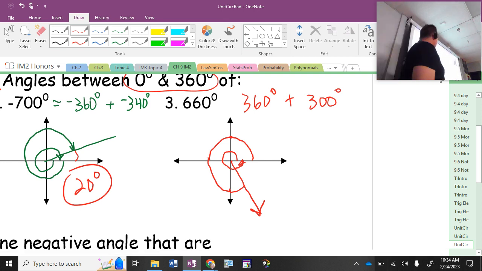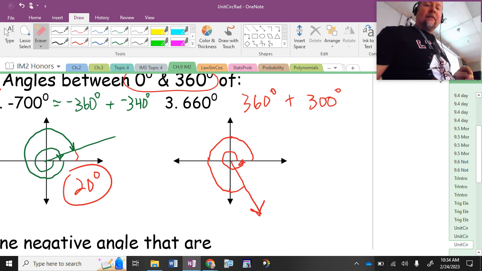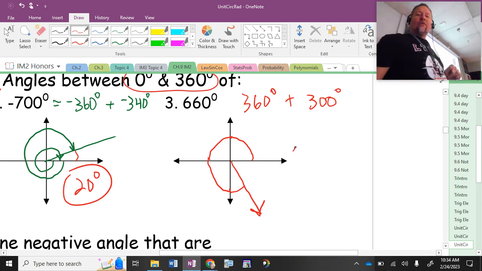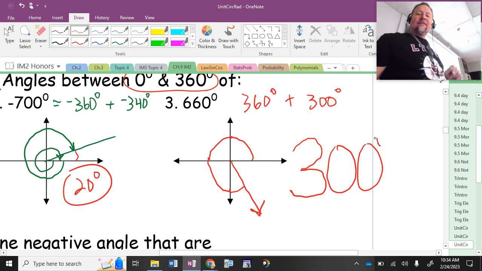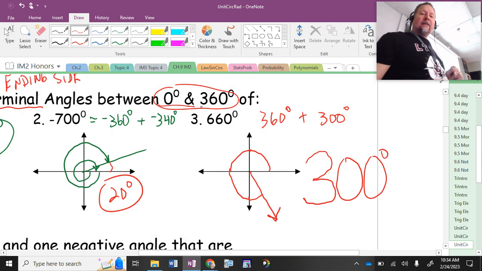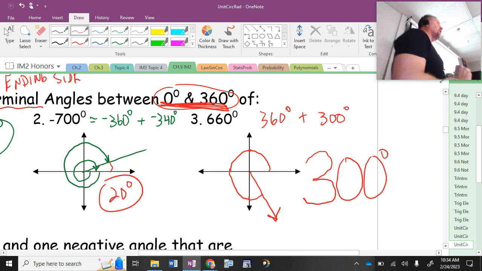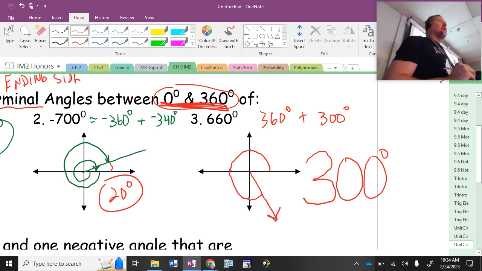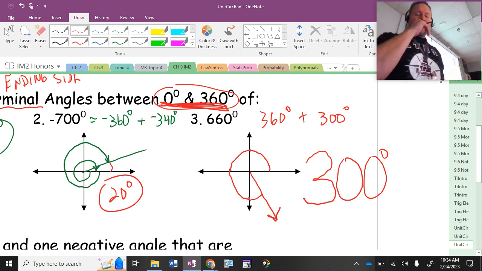What's the answer? A coterminal angle measure that lands in the same spot. Here, I'll help you. Let's just erase that first little rotation. What's the answer? 3, 2, 1, go. 300 is the angle measure between 0 and 360 that lands in the same spot as 660. Okay, so that's satisfying those directions.